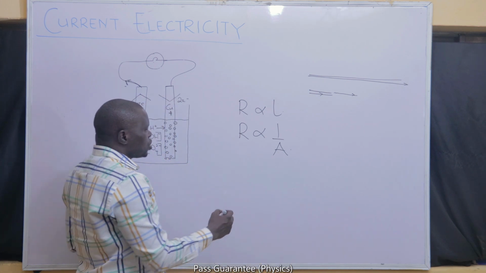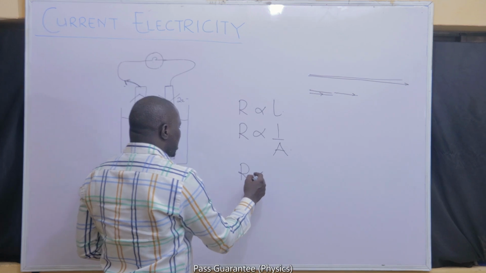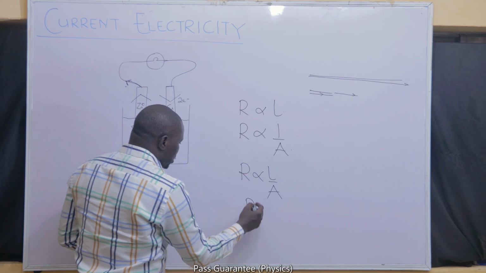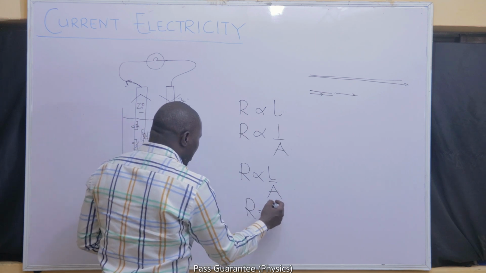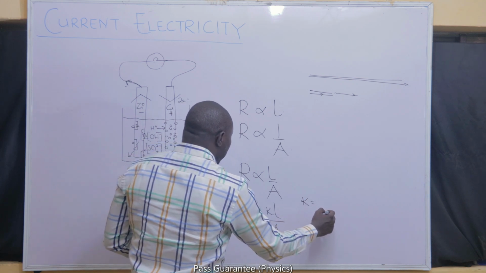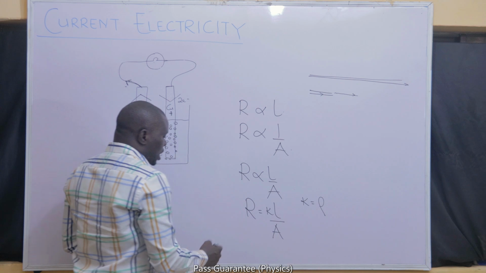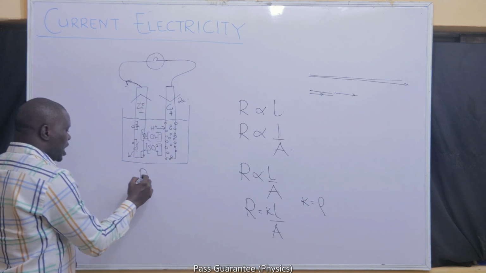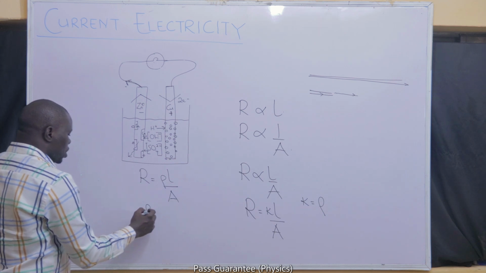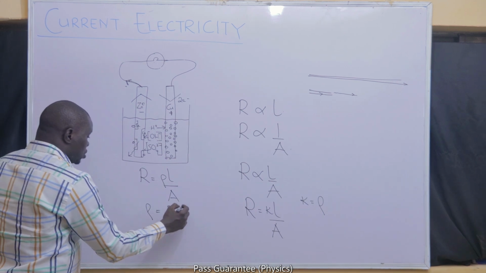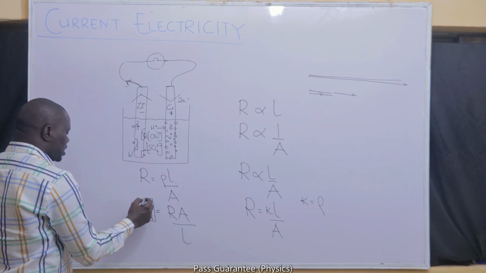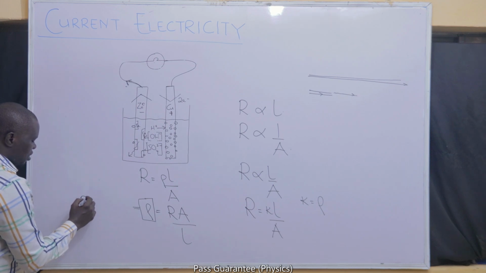When you join these two relationships together, you see that the resistance is proportional to the length over the area. If we change this proportionality to an equation, we have R = KL/A. K is a quantity that can be represented as rho. If I put that into the equation, I will have R = ρL/A. If you make rho the subject of the formula, you should have ρ = RA/L. Rho, therefore, is a constant that we are going to call resistivity.